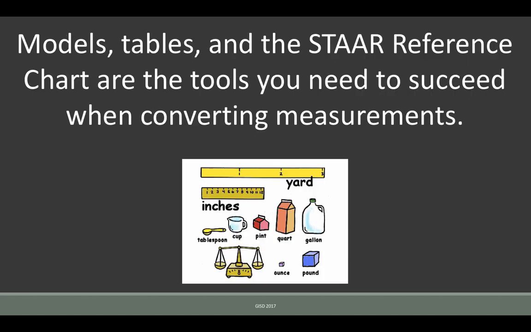Models, tables, and the STAR reference chart are the tools you need to succeed when converting measurements.